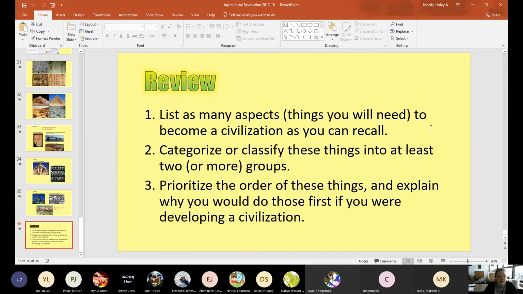And then number 2, categorize or classify these things into at least 2 groups. You could do more, but do at least 2 groups. And then prioritize the order of those things. So you're going to say which ones are more important. Prioritize the order of these things and explain why you would do those first if you were developing a civilization. So you're going to tell me which elements of a civilization are really the most important ones and why you would include those as the most important ones for your civilization.